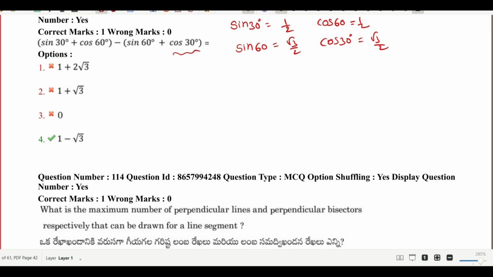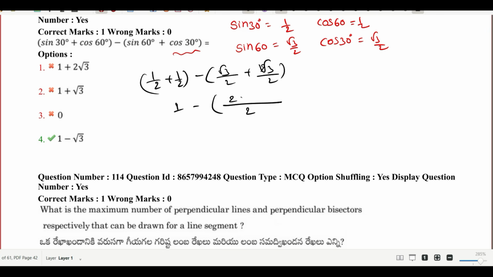If I substitute these values, sin 30 is 1 by 2 plus 1 by 2 minus of root 3 by 2 plus root 3 by 2. As these are like fractions, we can add them: 1 plus 1 minus of 2 root 3, by 2. The 2 gets cancelled, and we are left with 1 minus root 3, which is the answer. So the fourth option is the correct one. Now let us see the next question.